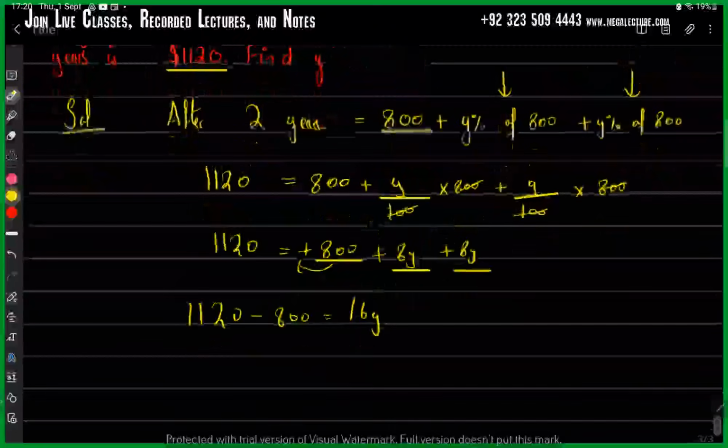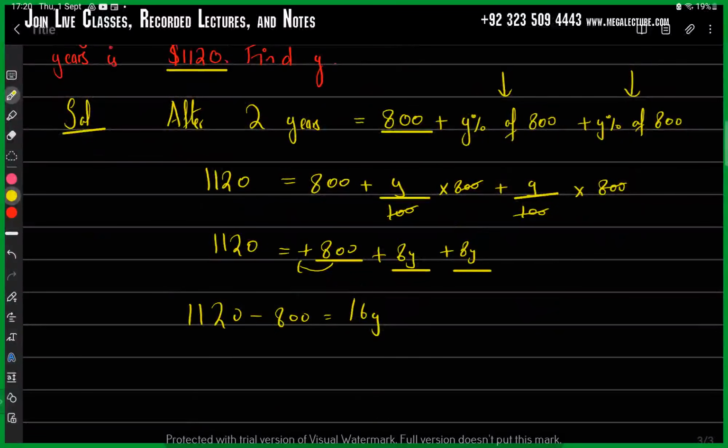And finally, I am going to use my calculator for this. 1120 minus 800 divided by 16. And this is going to give me 20%. Very good. So y is equal to 20. This means that the interest percentage is 20%. Interest percentage is 20%. And this is going to be your answer.